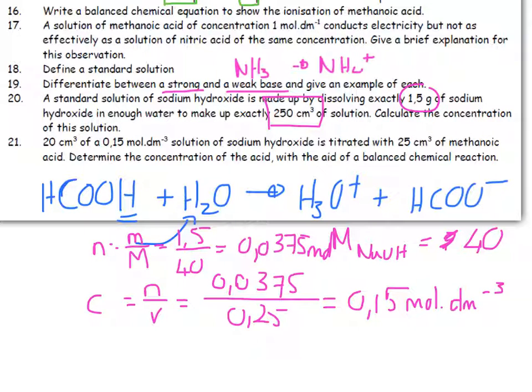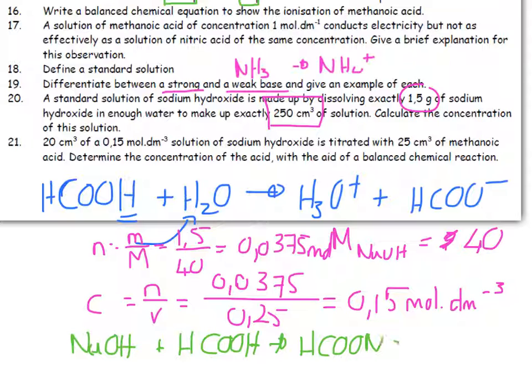Number 21, we've got 20 centimeters cubed of sodium hydroxide, and it's titrated against methanoic acid, and we need to determine the concentration. I've got sodium hydroxide plus methanoic acid will form HCOONa and water.